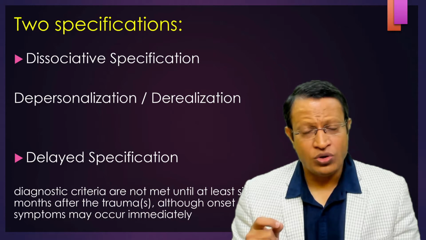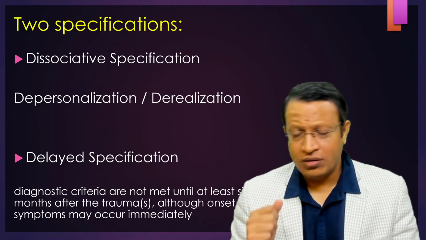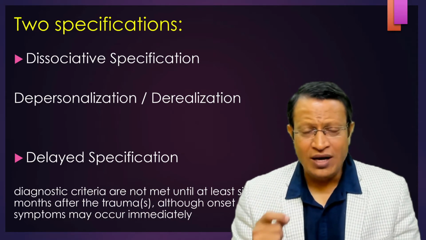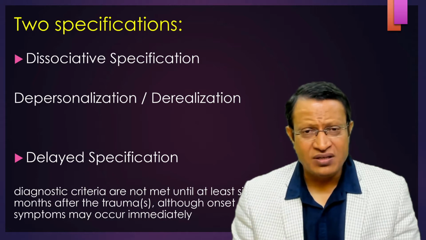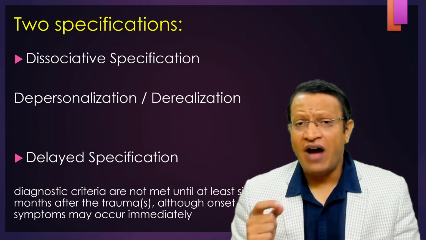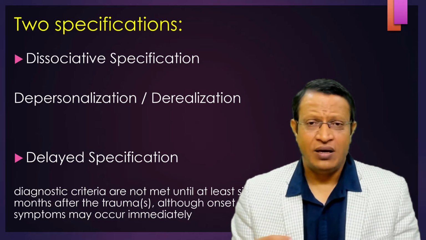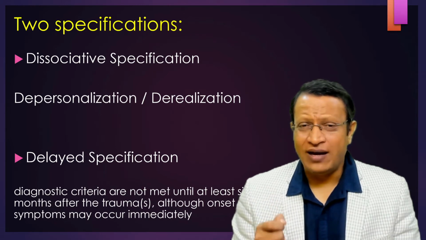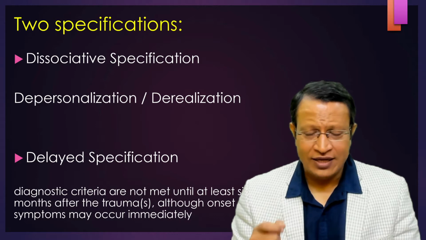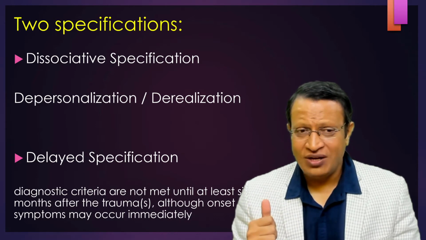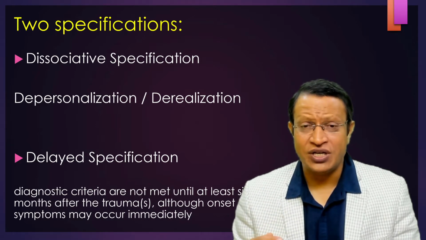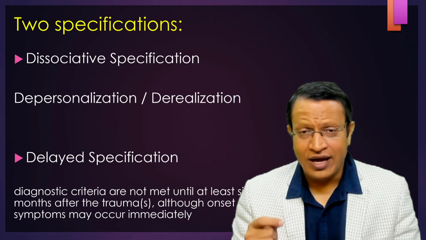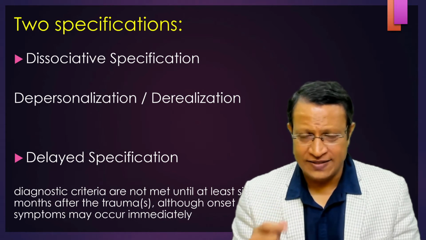That means the course may be chronic. With regard to delayed specification, it is well known by research that if a person develops PTSD symptoms after 5 months after the traumatic event, the course will be chronic and it will be difficult to treat. That means delayed specification or else dissociative specification will give you a hint regarding the course and prognosis of PTSD.